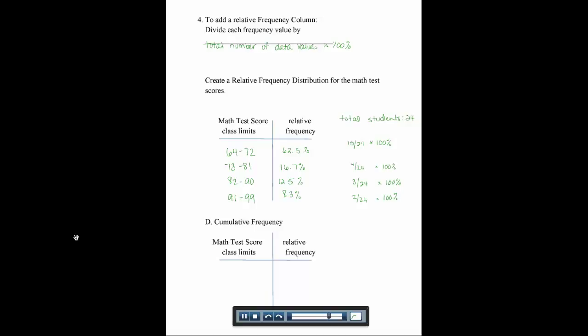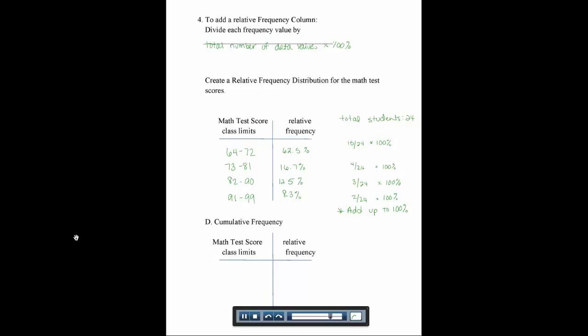Okay, and when you add all of these up for a relative frequency, these should add up to 100%. Okay, and then the final type of frequency distribution table is called a cumulative frequency. And to do that, we change our limits a little bit, our intervals. Now we want to talk about everything under some number.